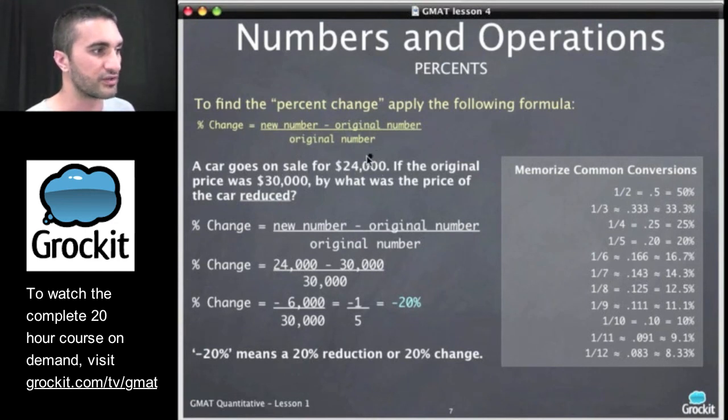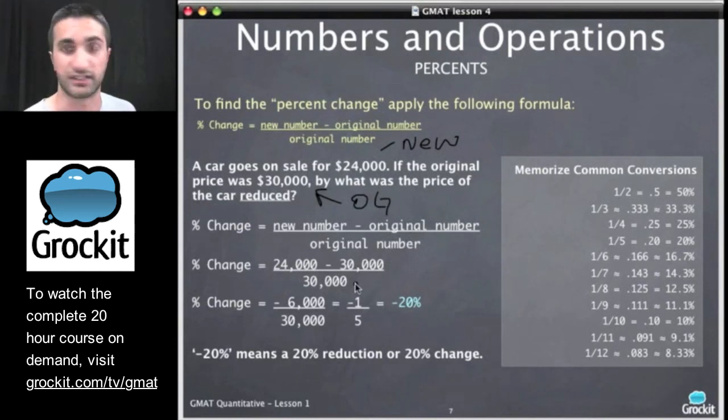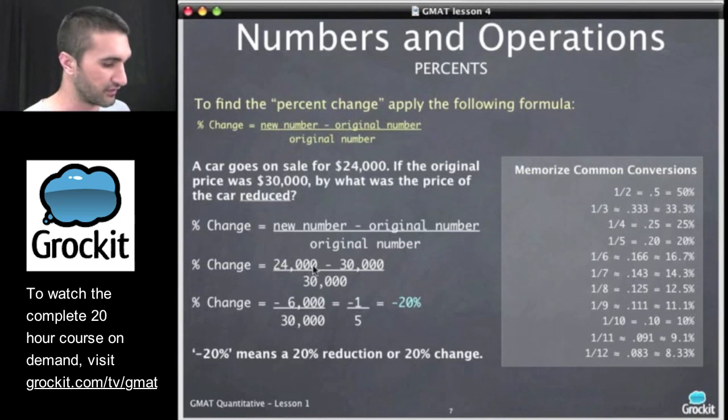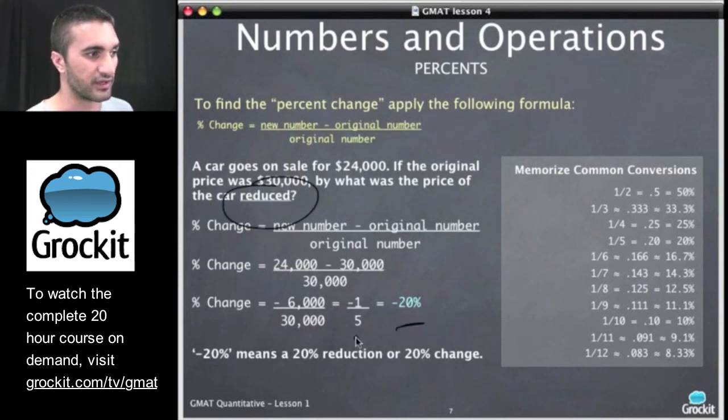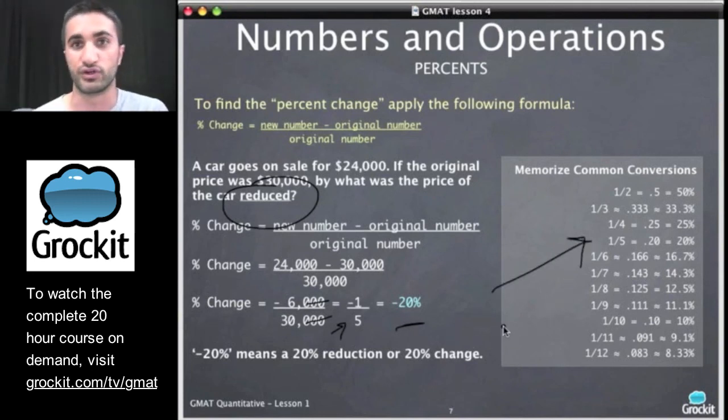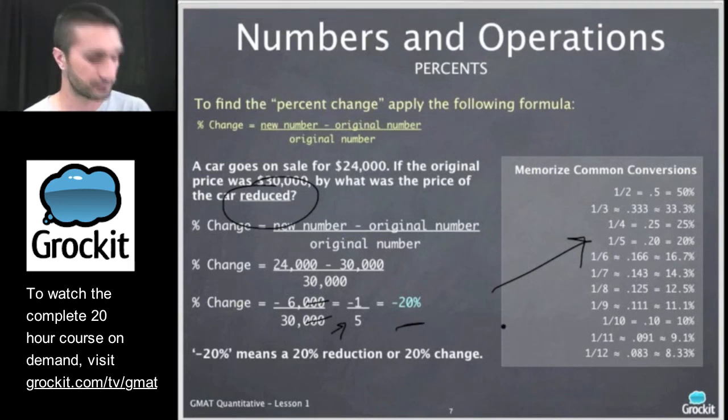Let's plug in a car goes on sale for 24, if the original price was 30, so we know that this is the new price. This is the OG price, if you will. And so we will just plug into this equation, which would give us 24,000 minus 30,000 over 30,000. It was a reduction, so it makes sense that in the end we're going to end up with a negative number. If we simplify, we get negative 6,000 over 30,000. Simplify that further, gives us negative 1/5. And if we have this list memorized, we can see that the reduction was a 20% reduction.